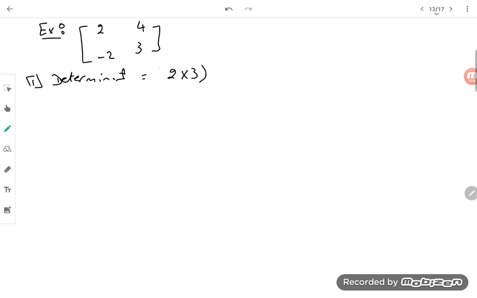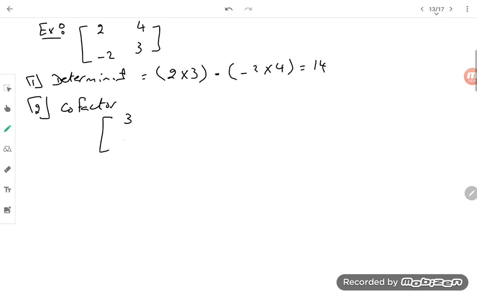Another example. This is the matrix required to find the inverse. As we said, step number 1 is to calculate the determinant. It will be 2 multiplied by 3 minus -2 multiplied by 4. It's 14. Step number 2 is to find cofactor matrix.